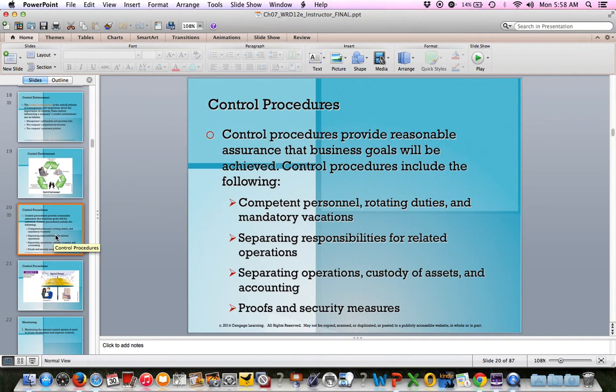Control procedures are just simply the procedures that provide some reasonable assurance that the business's goals will be achieved. Some examples here: competent personnel, rotating duties, and mandatory vacations.